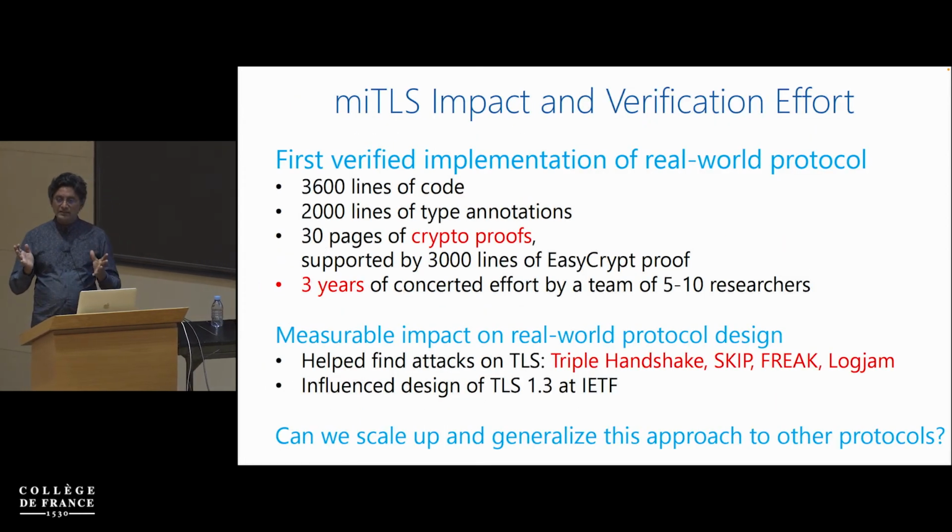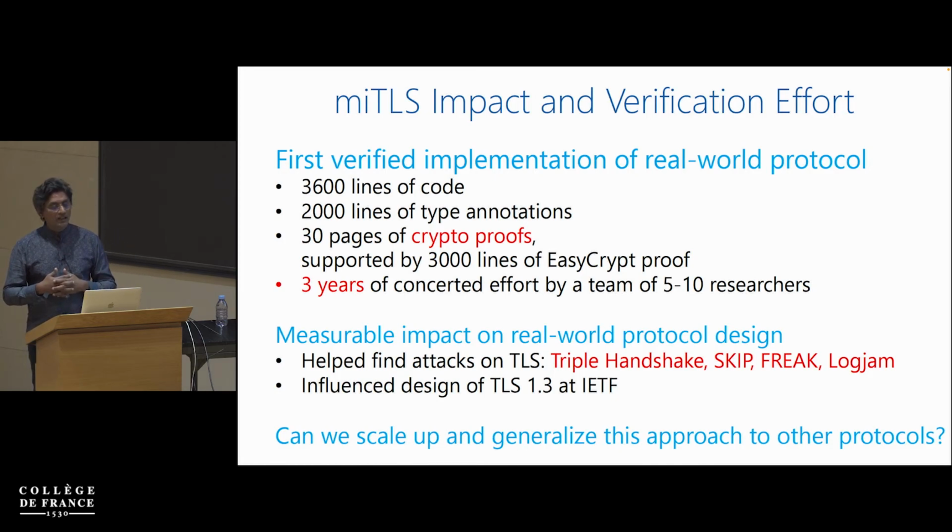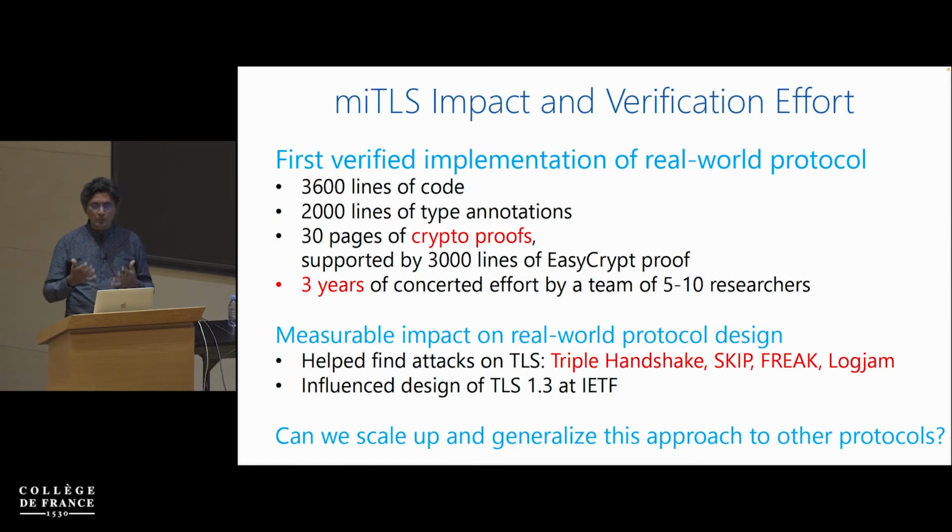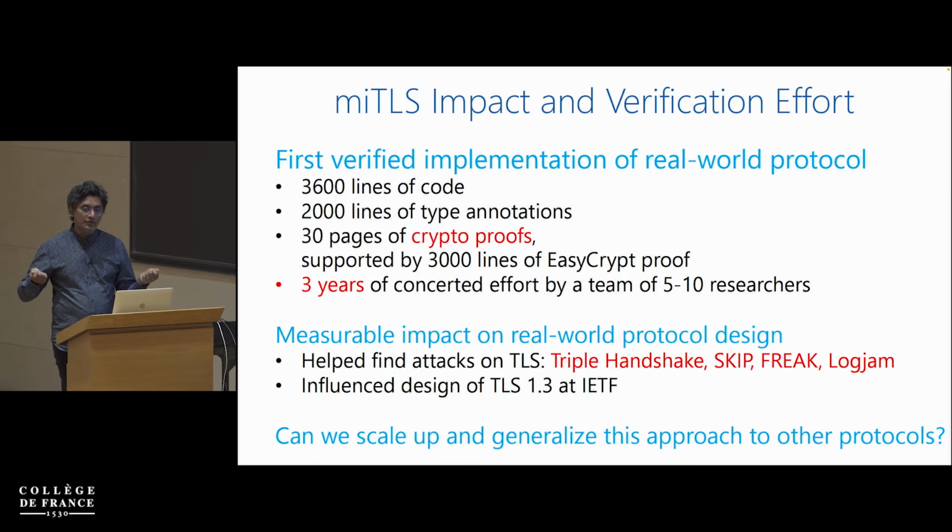So that's MeTLS. What's remarkable about that project is that it was, at the time it was made, and perhaps is still, the first verified implementation of a real-world protocol. Just to give you a sense of the scale of it, it was about 3 years for 5 to 10 people to work on it, about 3,600 lines of code, 2,000 lines of type annotations to do the proofs. But in addition, there were 30 pages of crypto proofs as well, supported by a 3,000-line EasyCrypt proof. So it's a combination of crypto proof and F-star proofs that together make this verified implementation.